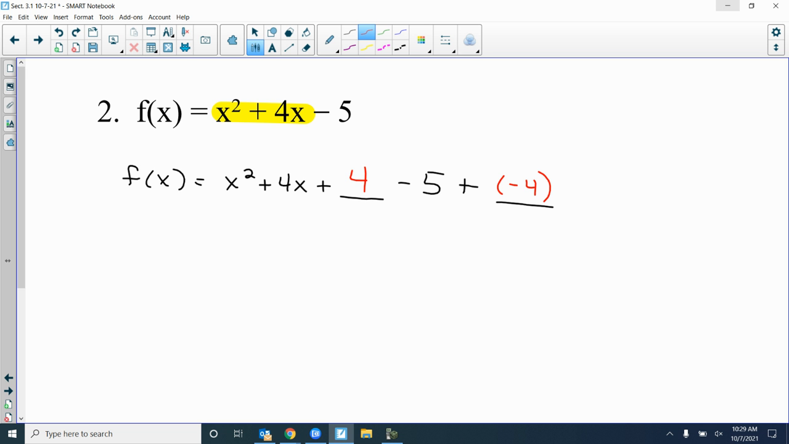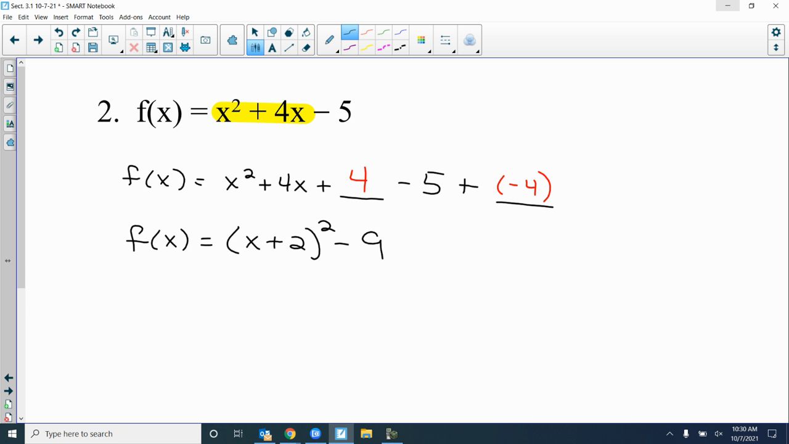Well, what does x squared plus 4x plus 4 factor into? That factors into x plus 2 quantity squared. Add those other two together, or subtract them, or whatever it tells you to do. -5 plus -4 gives me -9. All right, Carter, now tell me the vertex. Is it -2, -9? -2, -9.